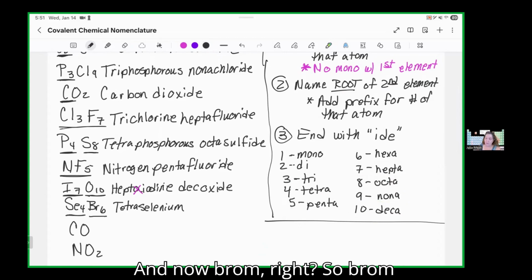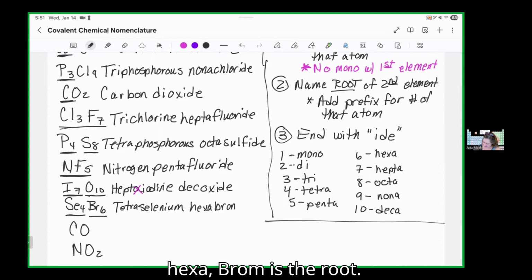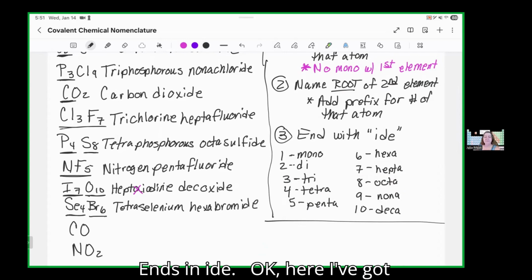And now brom, right? So brom is the root, and I have 6 of them. 6 has the X, so hexa. So I've got hexa. Brom is the root, ends in ide.